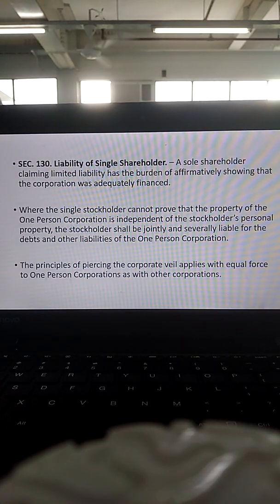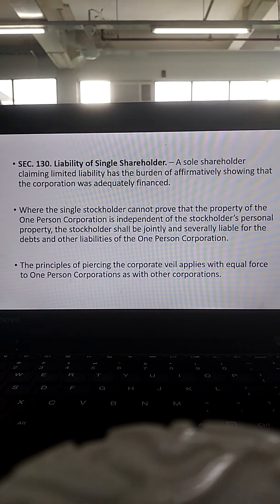Now, the liability of a single stockholder, okay, he has that burden of affirmatively showing that the corporation was adequately financed. Now, where the single stockholder cannot prove that the property of the one-person corporation is independent, then the stockholder shall be jointly and severally liable for the debts and other liabilities of one-person corporation. Okay, please take note of this.